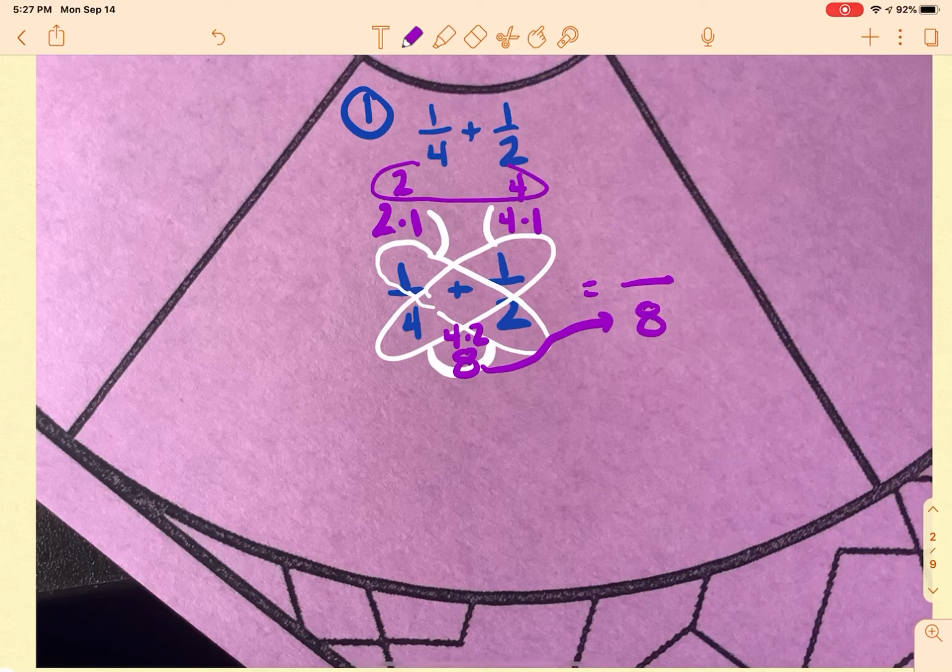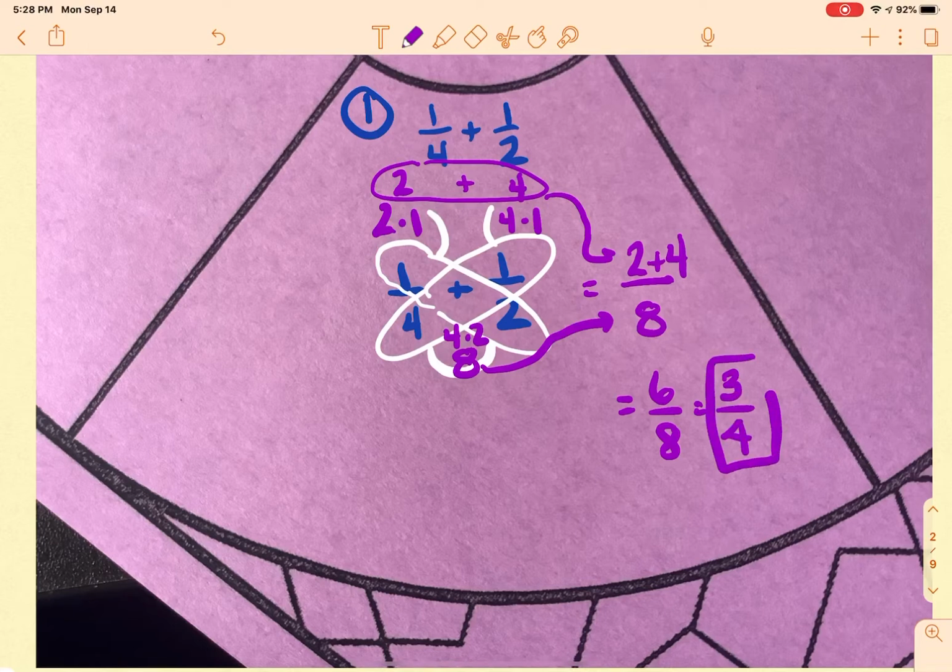I'm going to put these two together with a plus sign between them on the top. So 2 plus 4. So that's going to give me 6 over 8. And if I reduce that in my Desmos calculator, it would give me 3/4.